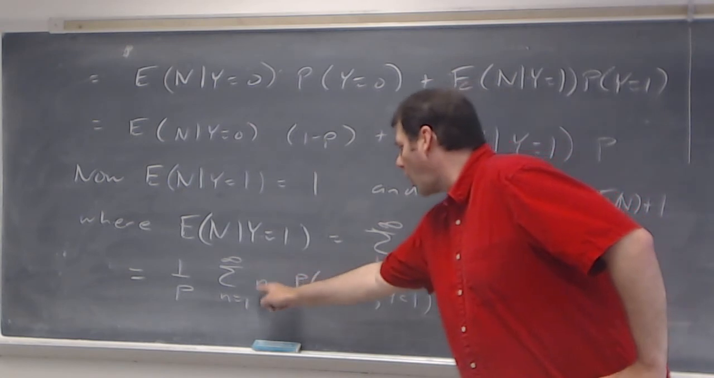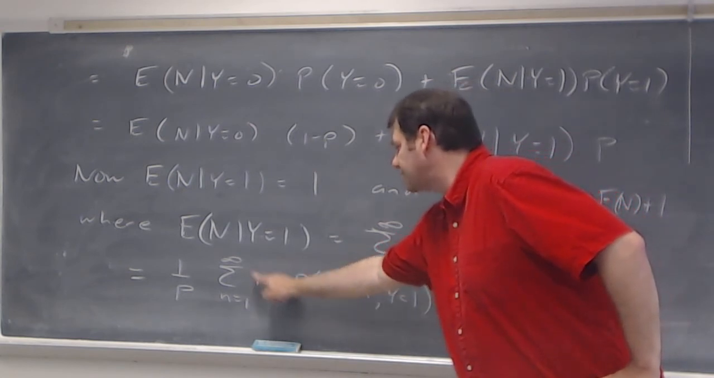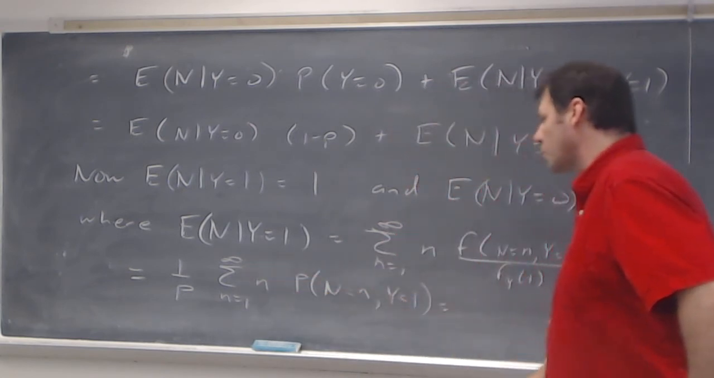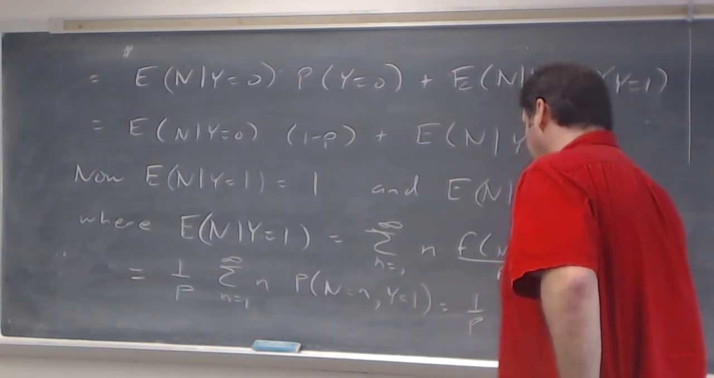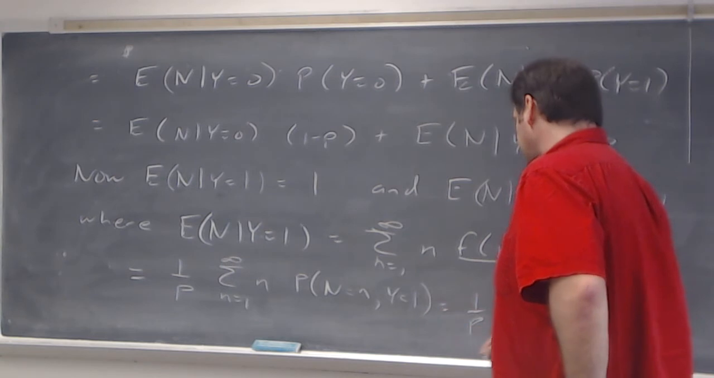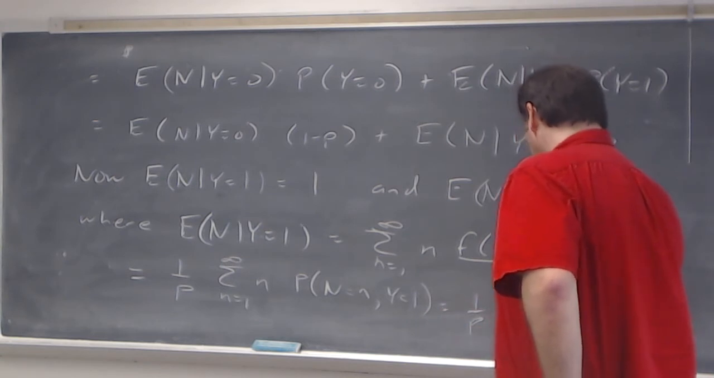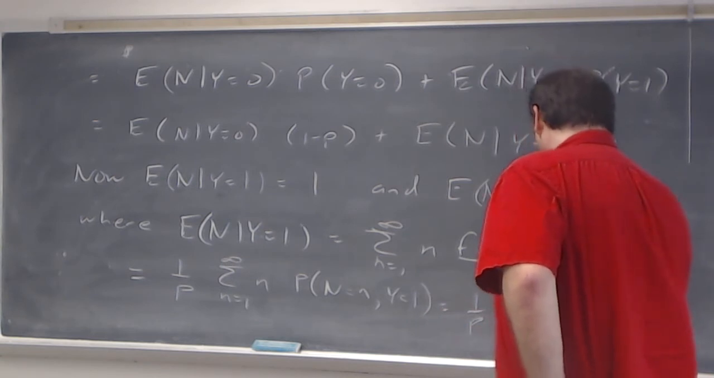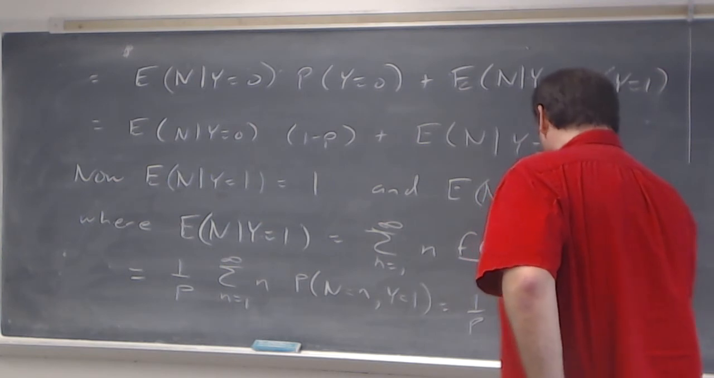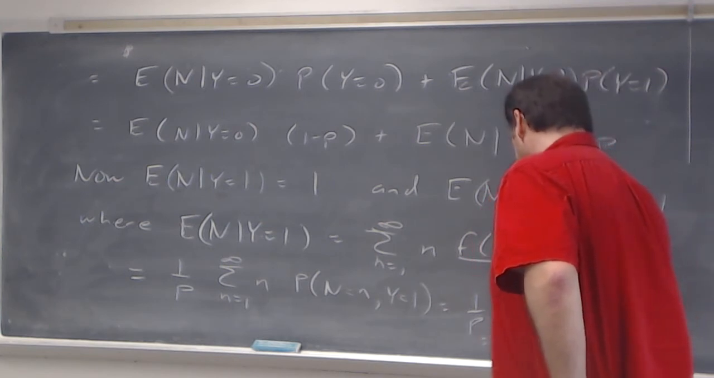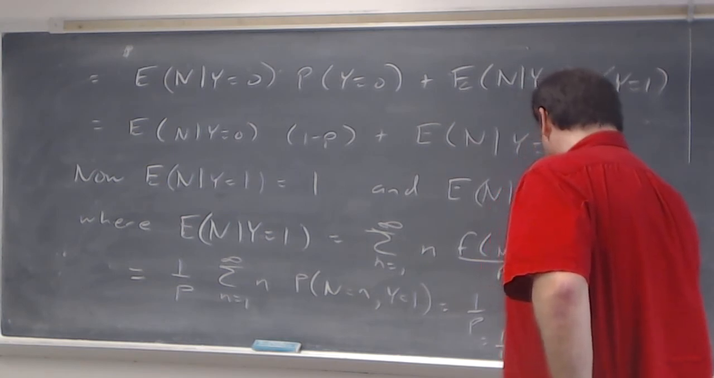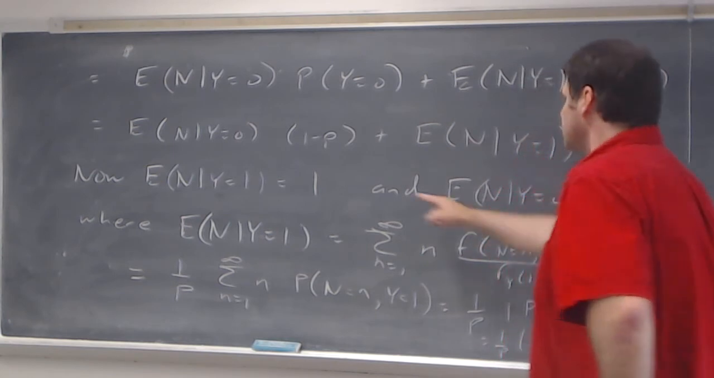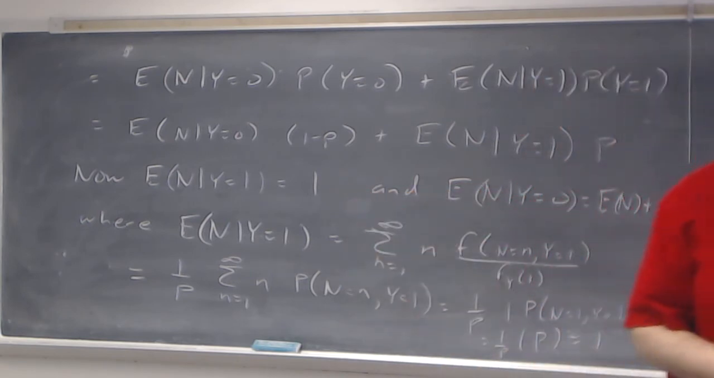So really, for all n's bigger than or equal to 2, the terms in this sum are going to be 0. So we just get 1 over p times the first term of this sum, which is 1 times the probability that n is equal to 1 and y is equal to 1, which is just equal to 1 over p times p. That's just going to be 1. So that's how we verify this part.